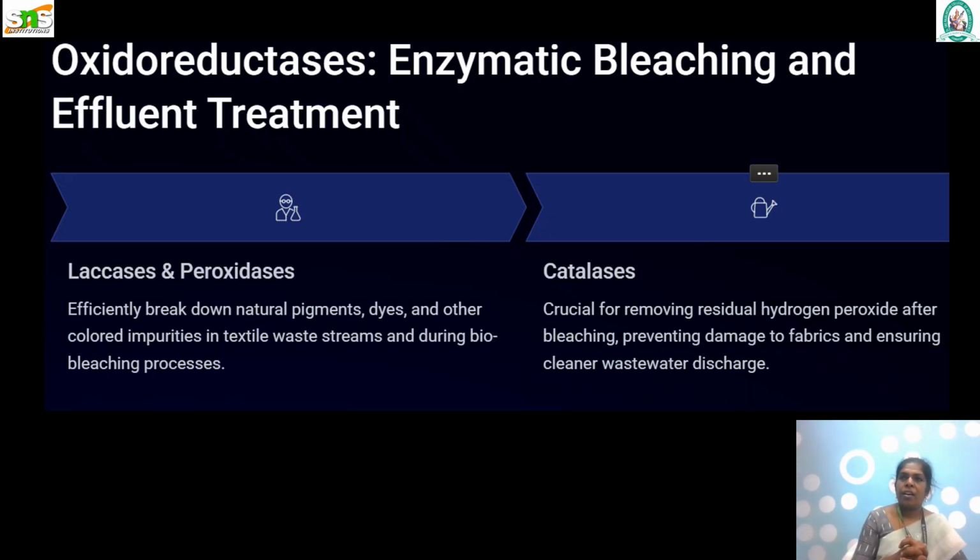Oxidoreductases, here we have enzymatic bleaching and effluent treatment. These oxidoreductase enzymes are used in both bleaching and effluent treatment. In this category we have laccases, peroxidases and catalases. Laccases and peroxidases break down the natural pigments and help in improving the whiteness index of the fabric. Catalases are used for removal of residual hydrogen peroxide, if any is present during bleaching, and prevent damage of fabrics. Thank you.